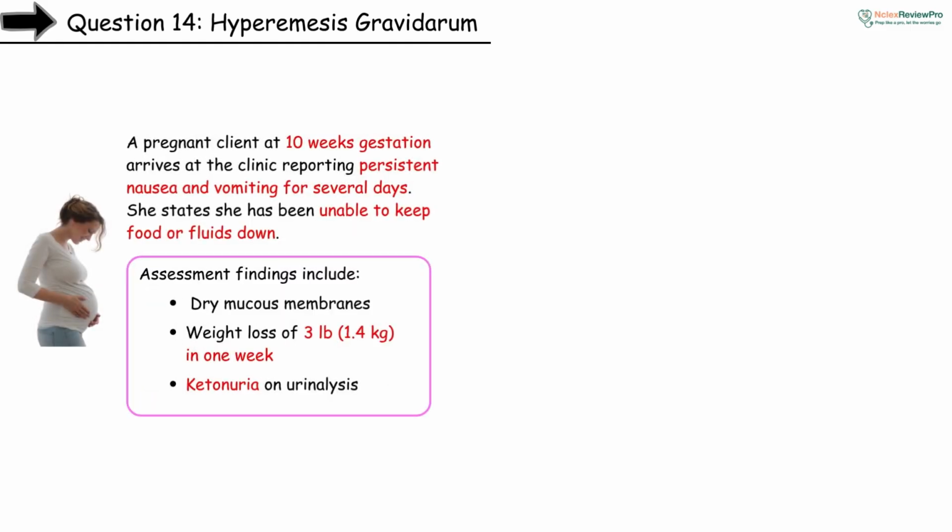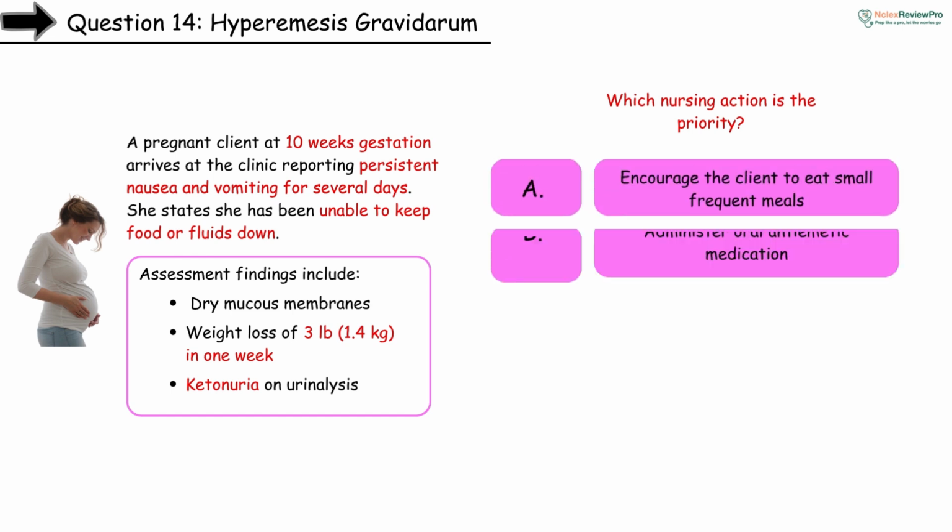Question 14, multiple choice. All right, let's break this down. We have a pregnant client at 10 weeks gestation presenting with persistent nausea and vomiting for several days. She cannot keep food or fluids down, and her assessment shows dry mucous membranes, weight loss, and ketones in the urine. So the question is asking, which nursing action is the priority? Let's look at the options.